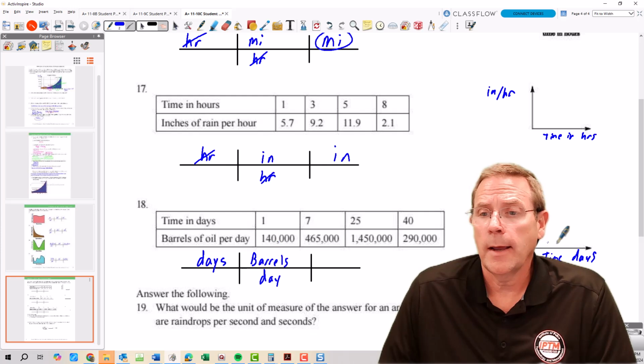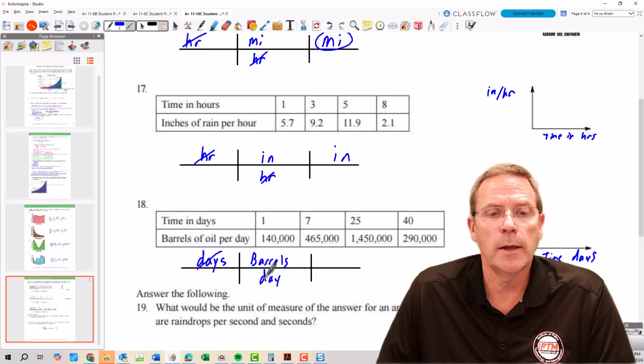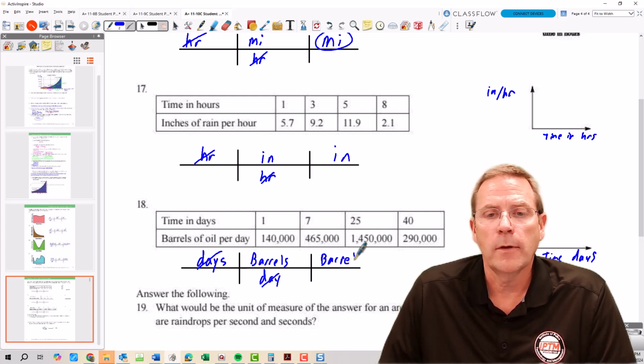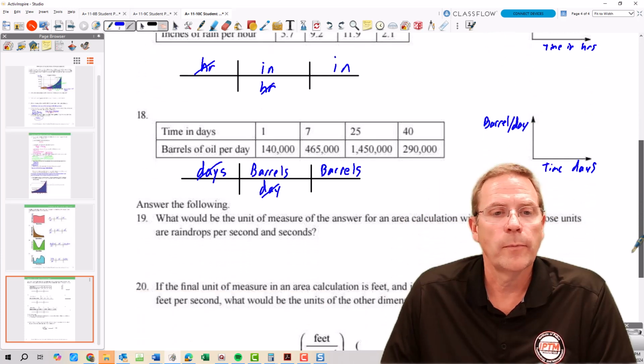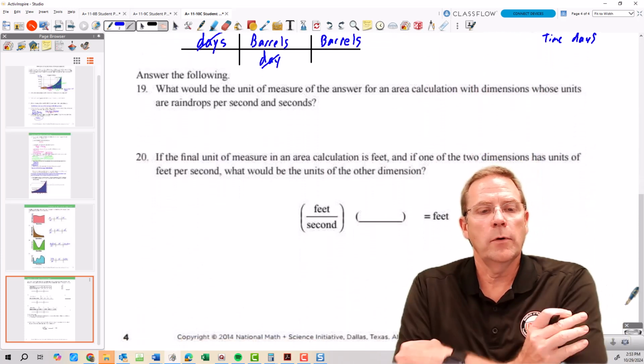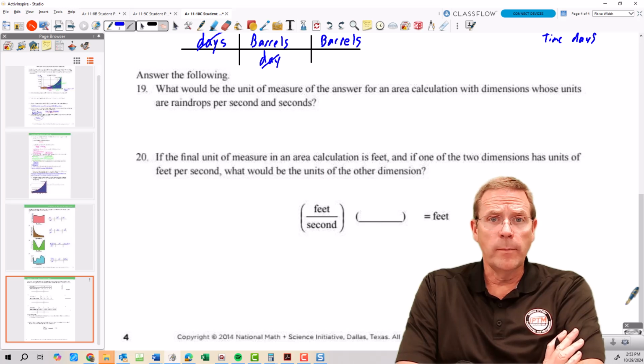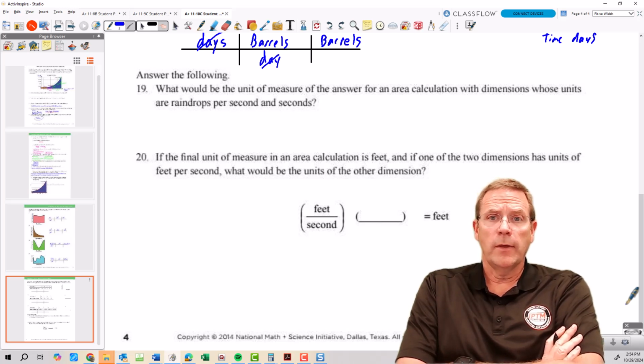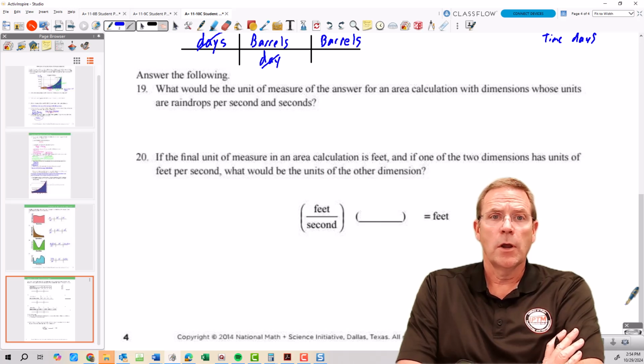For this one, I had a number of days on my x-axis. My y-axis is barrels per day. The days divide out, leaving your final unit for that graph as barrels. Now, last two questions here. 19. What would be the unit of measure of the answer for the area calculation with dimensions whose units are raindrops per second and seconds?